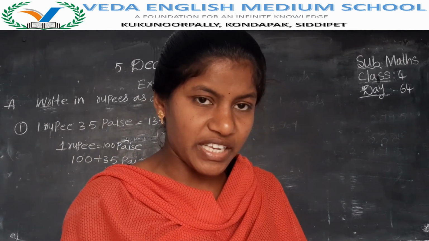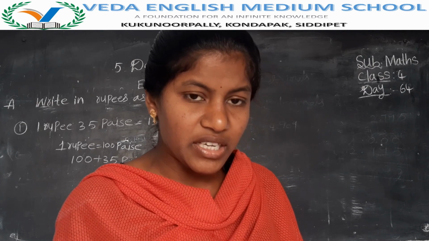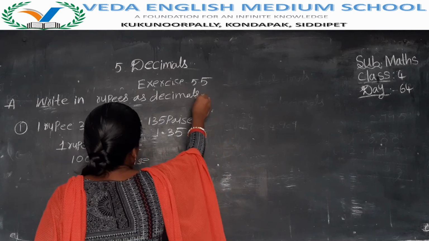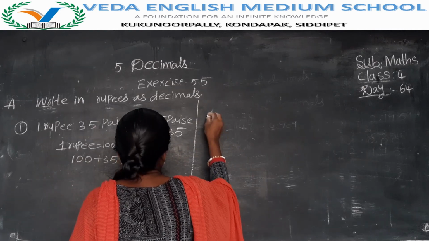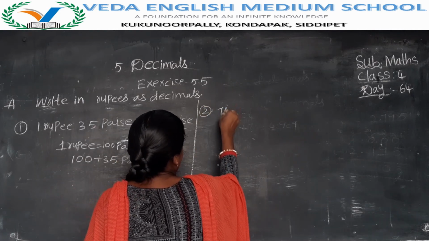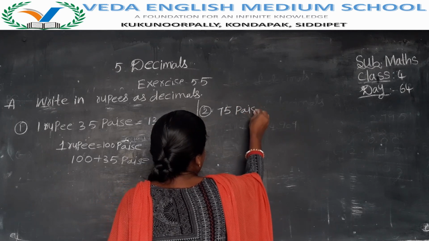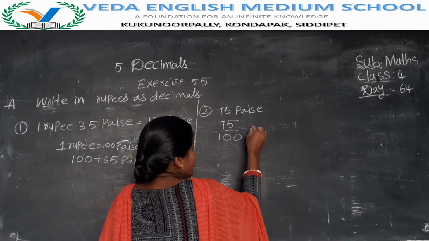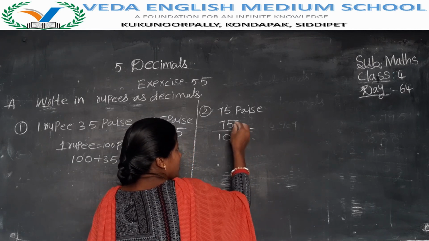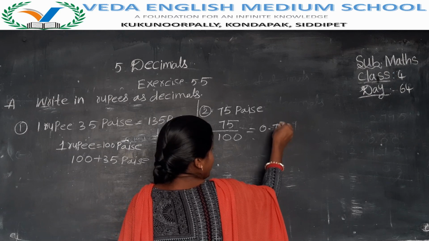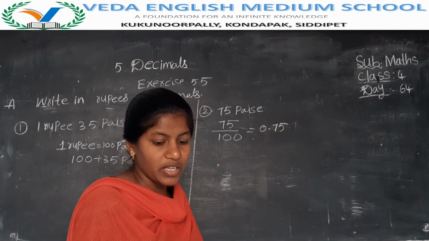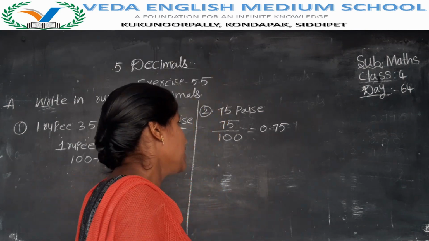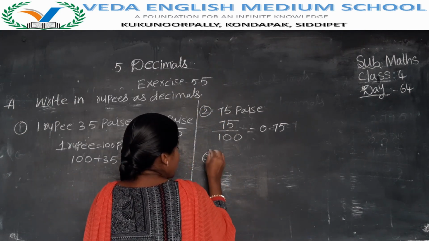You have to write the answers for the second one and third one. For the second one, what will you get? 0.75. Why? Because you have to divide that by 100. They have given 75 paisa. To convert 75 paisa into rupees, what to do? Since 1 rupee is 100 paisa, we have to do 75 by 100. Already we have learned, after 2 digits we will get the decimal point. So it is 0.75. We are expressing decimals. Third one: 12 rupees 99 paisa means 12.99. Third answer is 12.99.